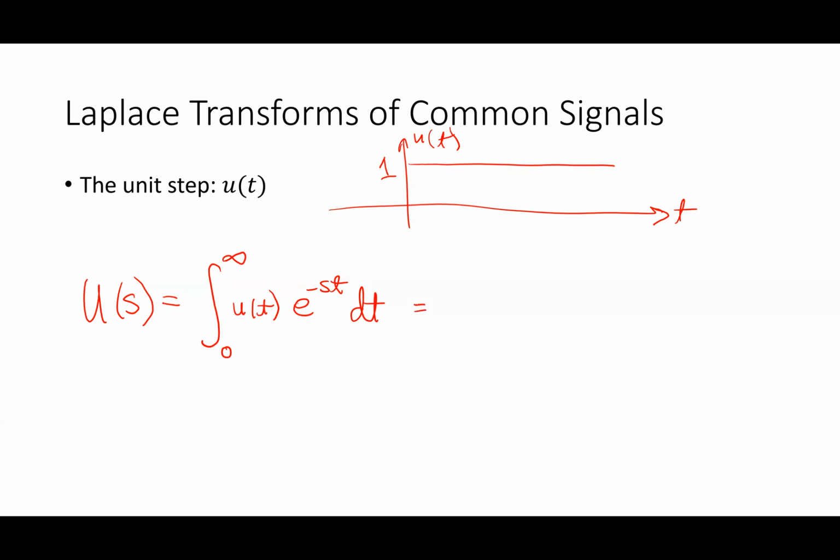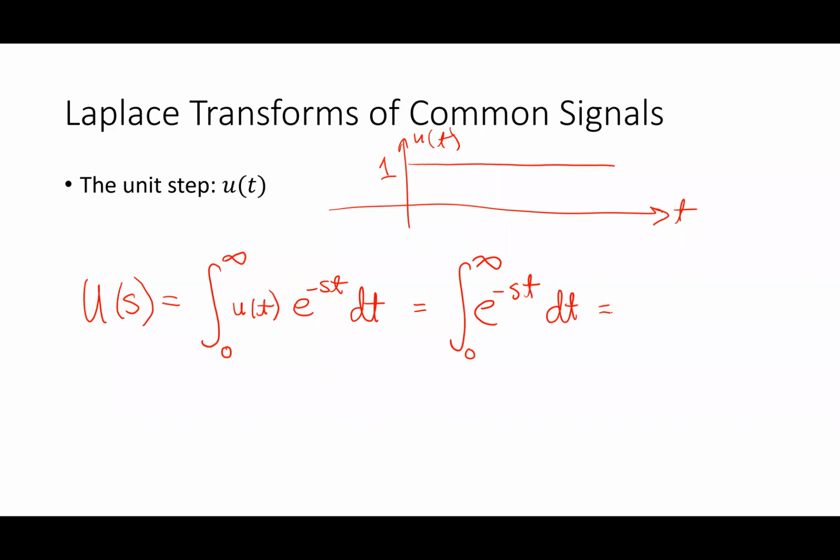I can't integrate, I need numbers. I can't just have u of t there. Can't pull out a function of time out of an integral of time. But since we're going from 0 to infinity, you could just replace it with constant 1. Yep, that's right. Since I'm only integrating from 0 to infinity, u of t is just 1 there. In other words, this becomes the integral from 0 to infinity, e to the negative st dt.